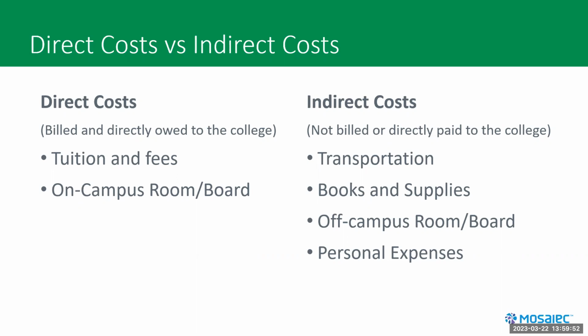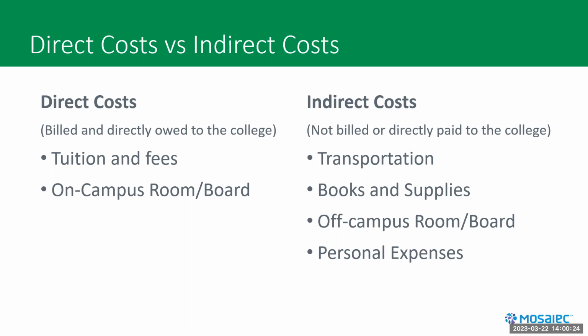Now, if you are living off campus, then that means you're paying off-campus room and board. So that would be considered an indirect cost, because if you're living off campus in your own apartment, then you would be paying your rent to a landlord along the way. So at that point, that would be an indirect cost. You're not paying that directly to the school. And then any other personal expenses. Now, if you're living on campus and you have a meal plan, of course, that would be a direct cost, because that's part of the dorm.